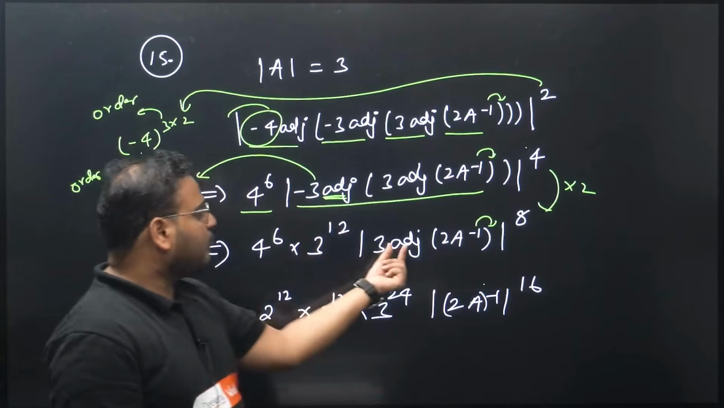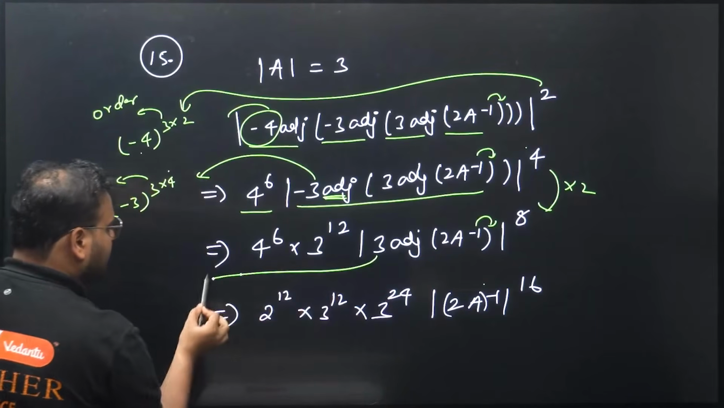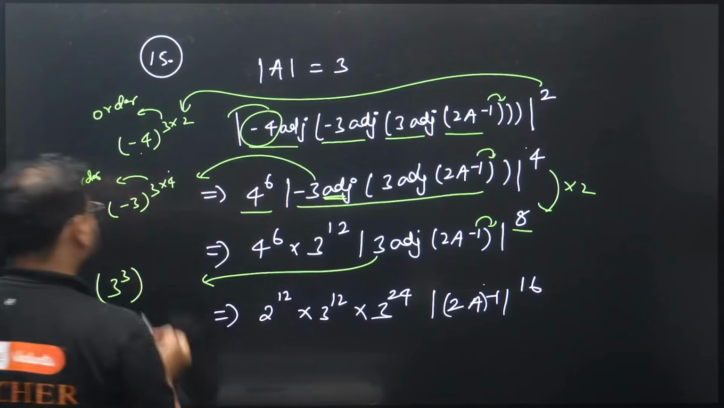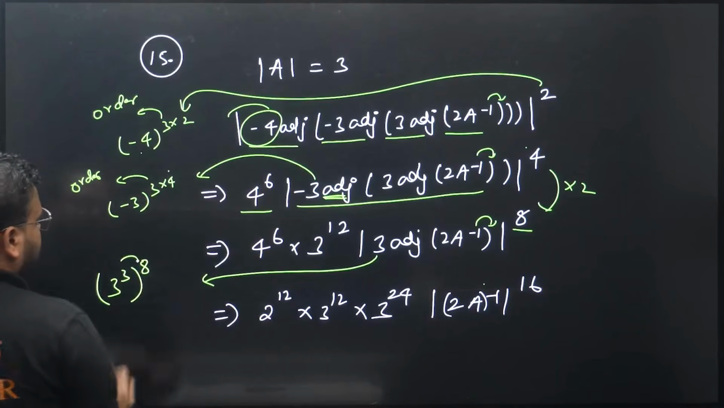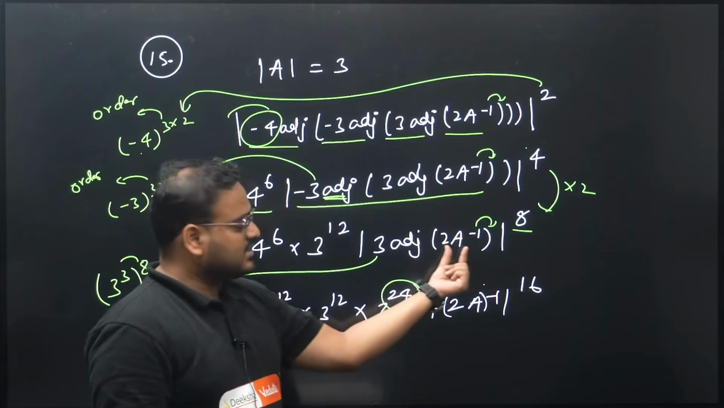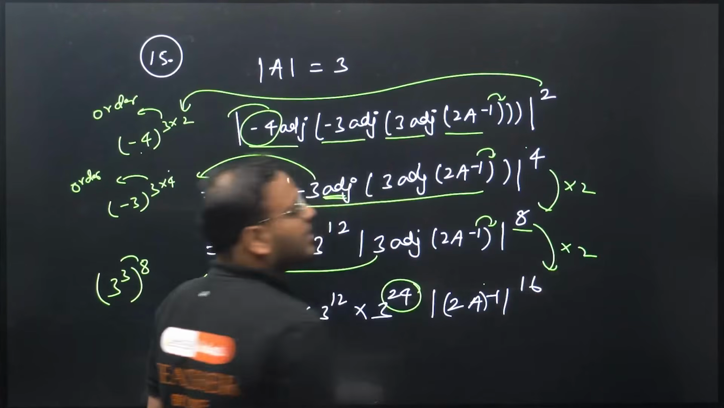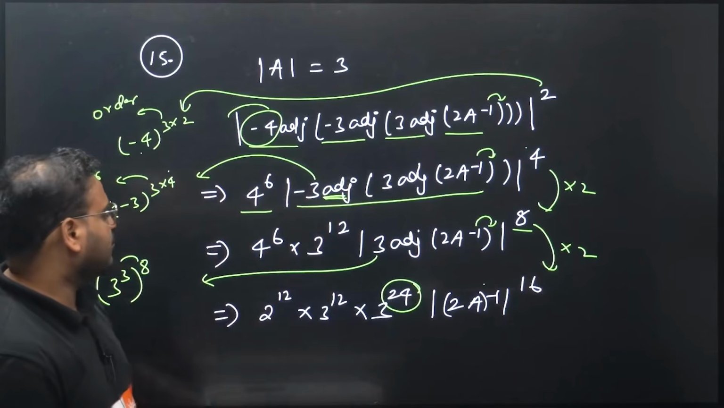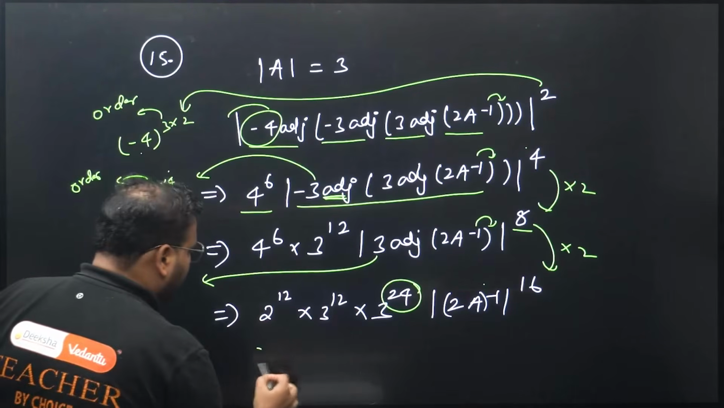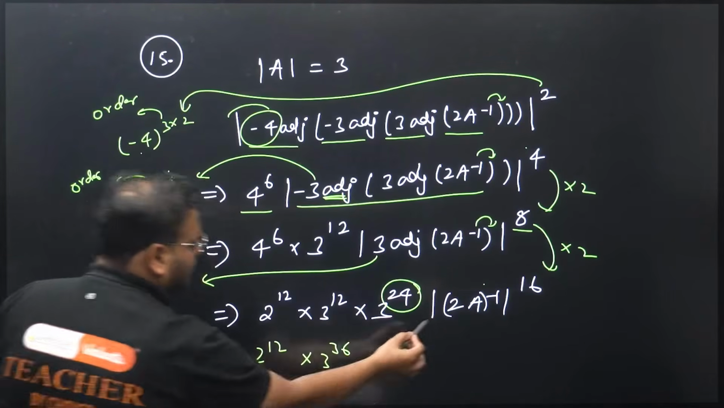Got it? So now we have only one adjoint left. Same thing will continue. This 3 will come out with a power 3 power 3, and there is a power of 8 over here. So into 8. 8 3 is 24. That's why we have 24. Whatever is inside will remain as it is, and this will become 8 into 2, hence 16. So far we have 2 power 12, 3 power 12, 3 power 24. Simplify, it will become 2 power 12, 3 power 36, and that thing as it is.